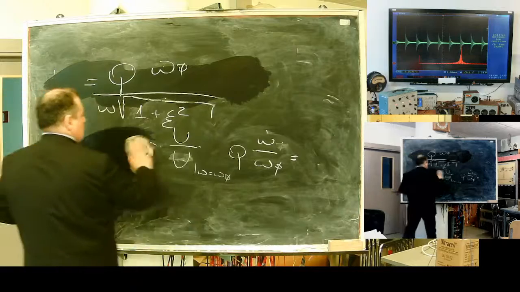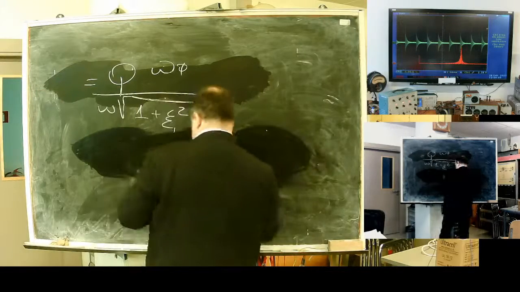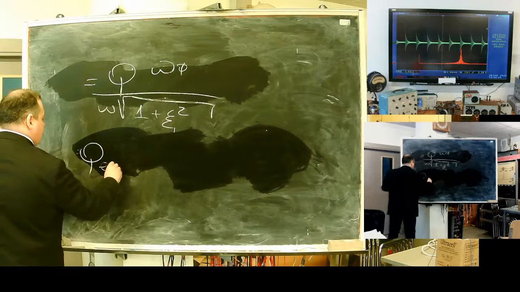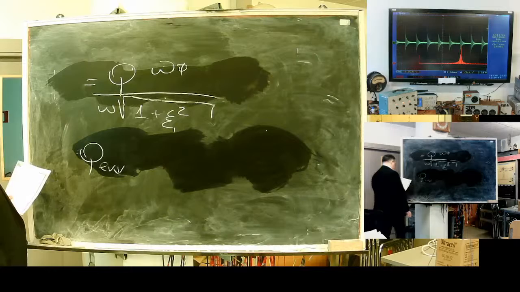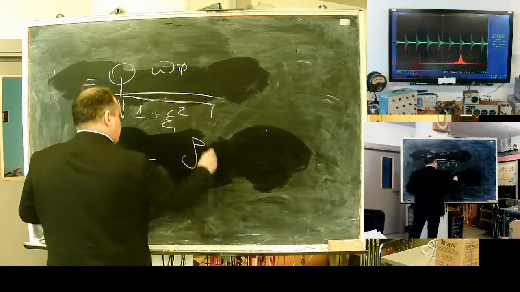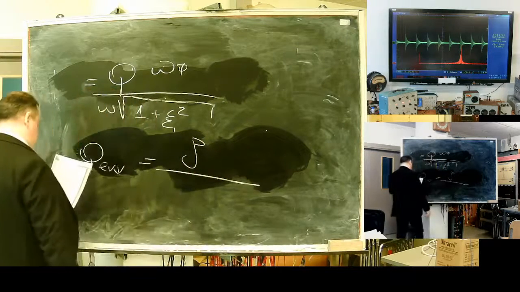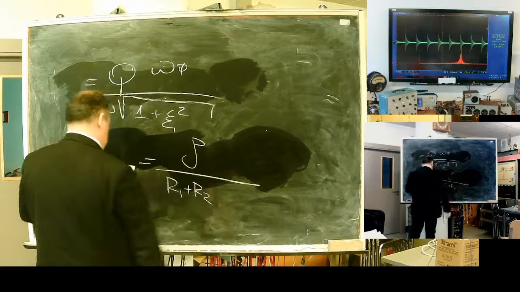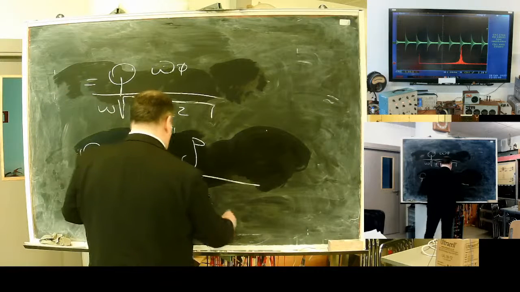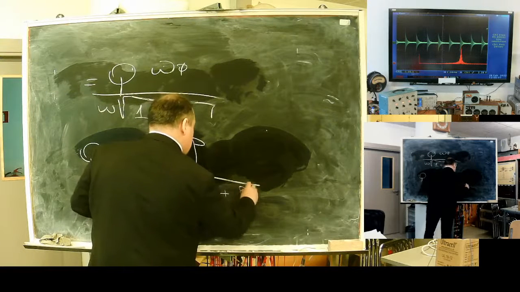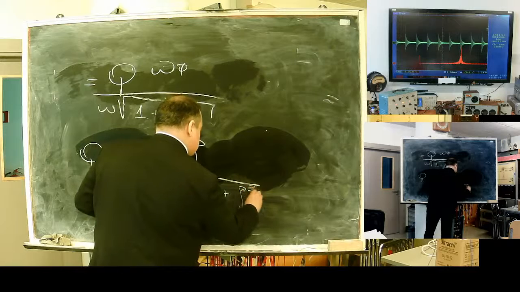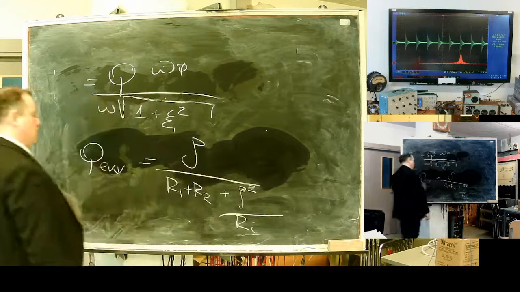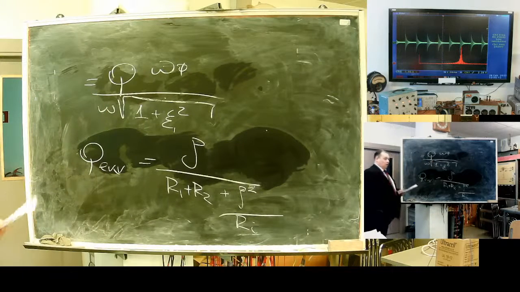Quality, the quality factor itself, the overall or equivalent quality, will be the characteristic wave resistance divided by both resistances plus the square of the characteristic resistance divided by the source internal resistance. Overall quality.